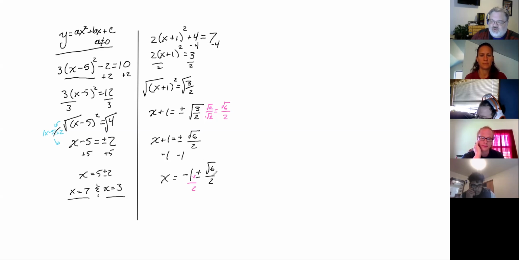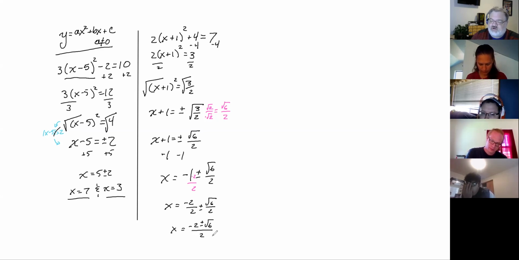2 over 2, so we get common denominators, is much easier with that nice rational 2 down there. Negative 2 over 2 plus or minus square root of 6 over 2. That's much easier to do if it's rationalized. Negative 2 plus or minus the square root of 6 over 2. It's a much nicer form.